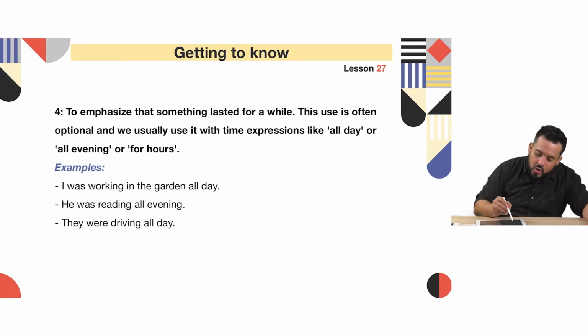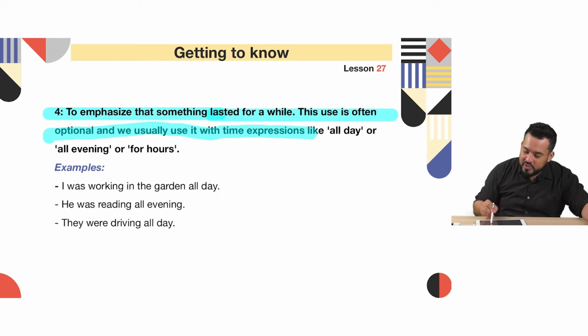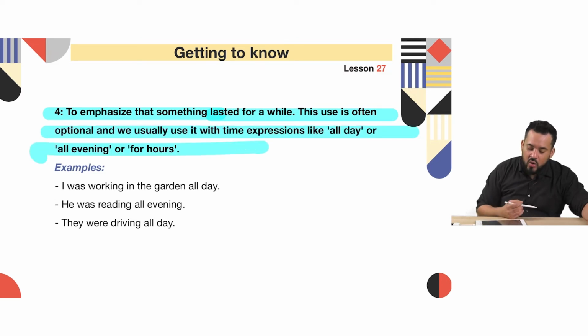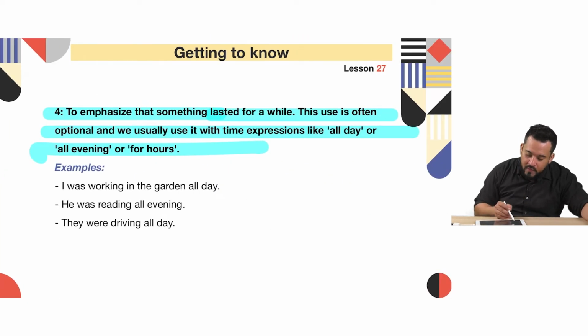Number 4, we use the past continuous to emphasize that something lasted for a while. Okay, this is often optional. We use it with time expressions like all day, all evening, or for hours. Okay, so let's take a look at examples. First one is, I was working in the garden all day.